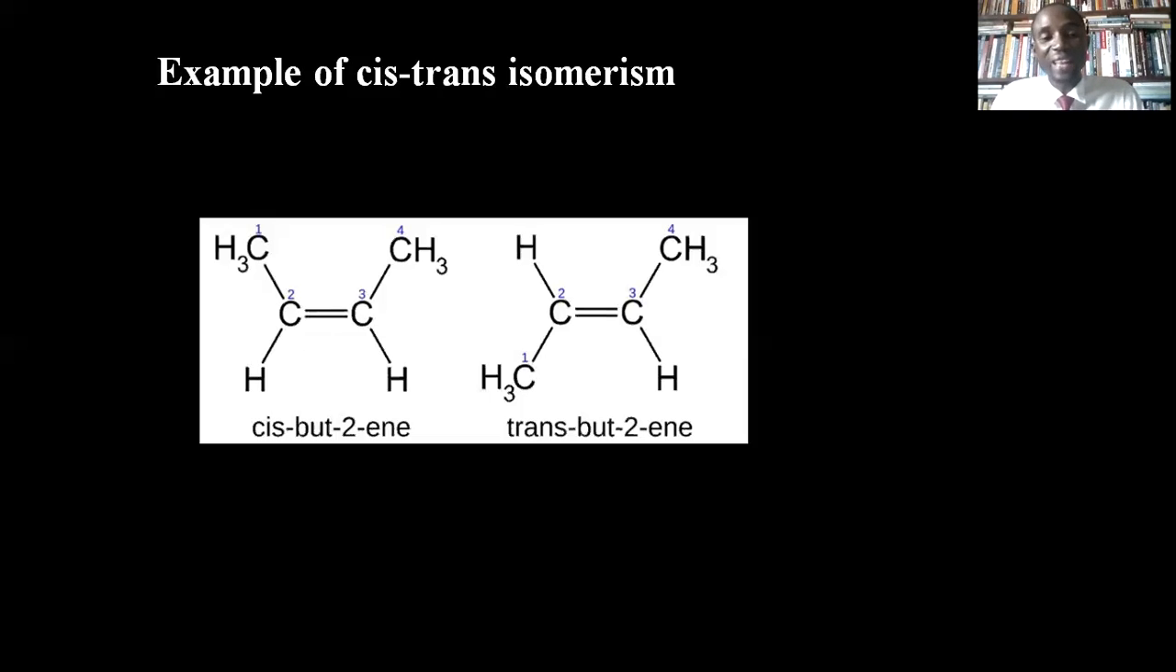It could be another thing being added to it. It could be chlorine, it could be bromine, it could be anything. But cis and trans enable us to know whether they are on the same side of the double bond or the opposite side, based on the orientation.